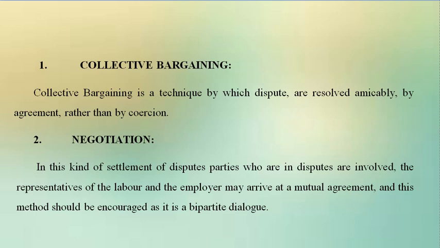The second thing that they adopt is negotiation, which is similar to collective bargaining. In negotiation also, these two disputing parties are involved, or their representatives are involved, and they come again to a mutual agreement, and this method should be encouraged as it is a bipartite dialogue. As I said, negotiation and collective bargaining are sort of synonyms.